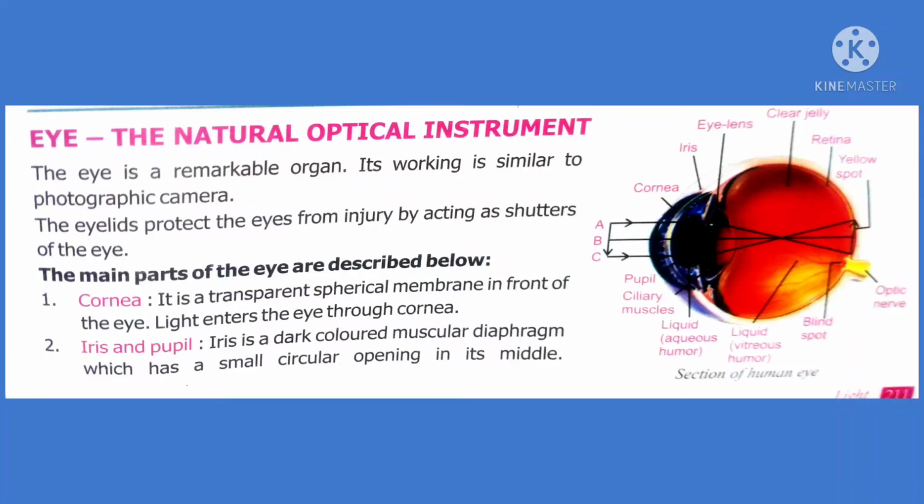This is the cornea of the eye. It is a transparent spherical membrane in front of our eye. Light enters the eye through this cornea. You can touch the outer portion of the eye. This touchable part is called cornea.